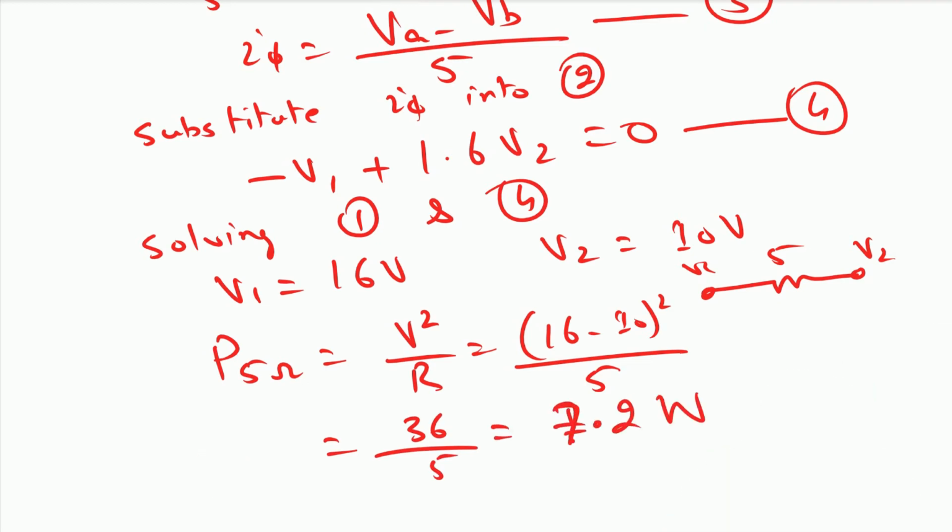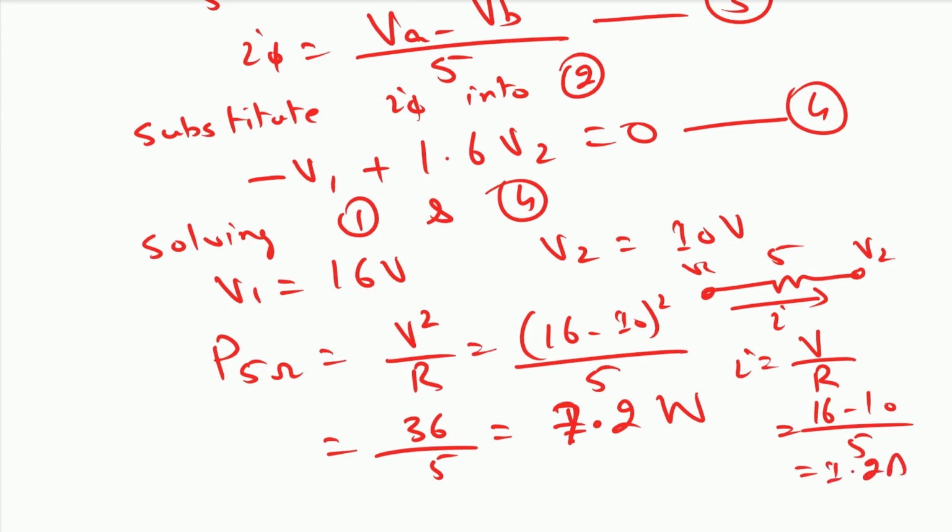I can also calculate this power by first measuring the current flowing here. For that I need to find I is equal to V over R, where V is V1 minus V2, divided by R. That is equal to 16 minus 10 divided by 5, and this gives me 1.2 ampere. I can then multiply this 1.2 ampere with the differential voltage, or I can multiply I square into R, to get the power dissipated in this 5 ohm resistance.